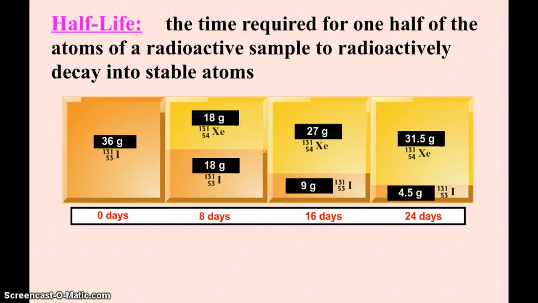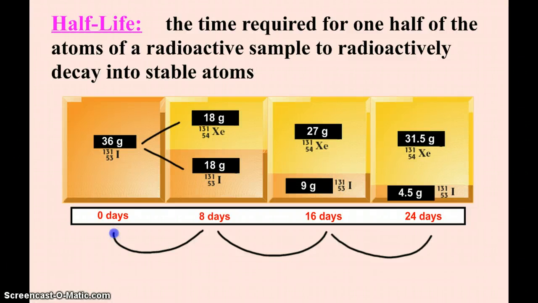So here you see an example. This is iodine-131, which has a half-life of 8 days. So every 8 days, half of the radioactive sample becomes stable. So if we start with, let's say, 36 grams here, after 8 days, half has become stable. The other half is still radioactive.